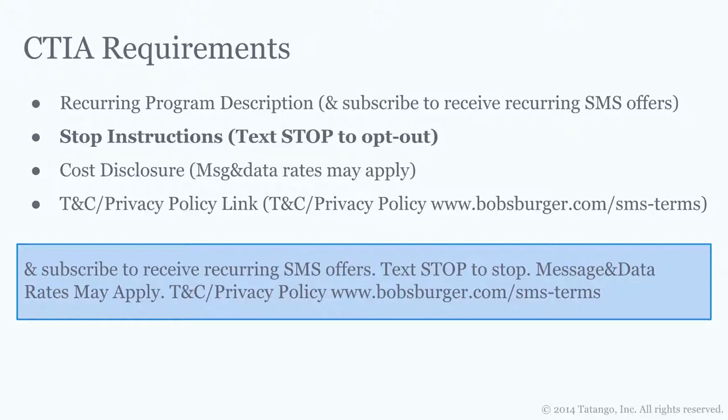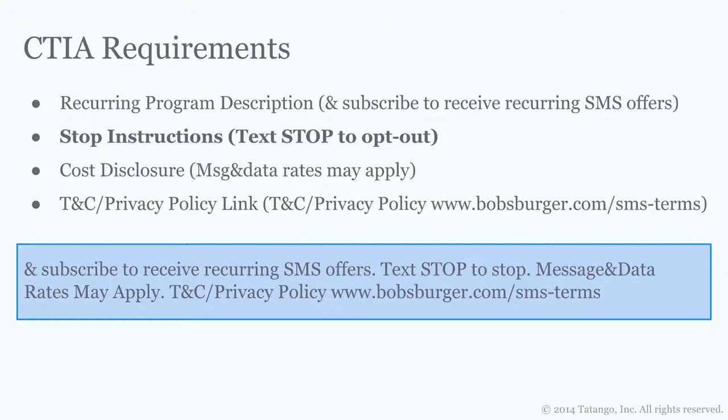You'd have to speak this for a radio ad, but you need a link to a website for the terms and conditions and the privacy policy for the SMS campaign. So something along the lines of T&C/privacy policy, bobsburgers.com/SMS terms. This would be the Bob's Burgers SMS campaign terms. So as you can see on the bottom here, we've written it all out. This is what it would look like.